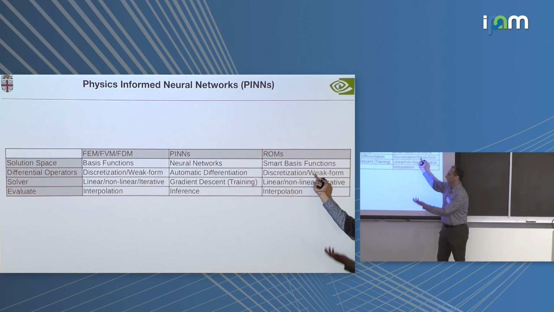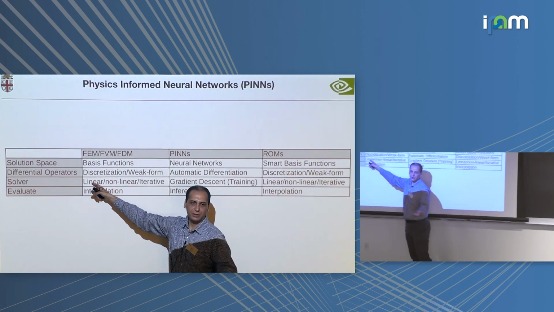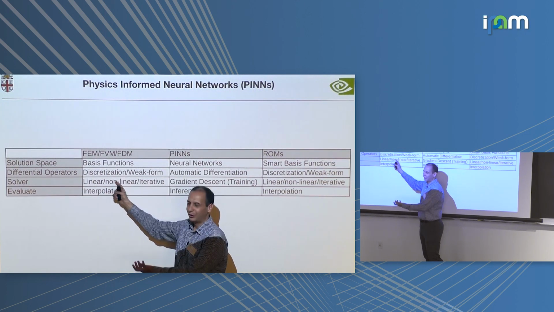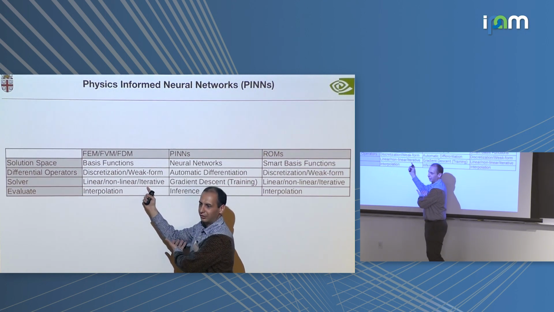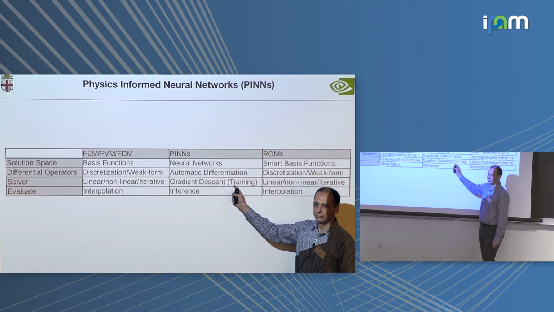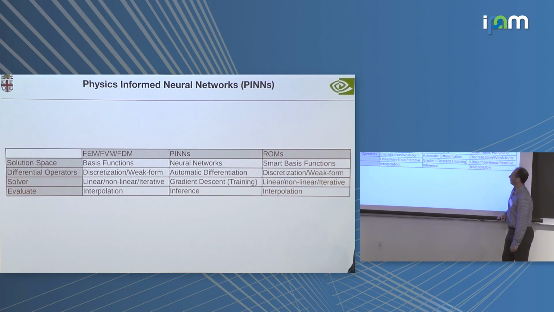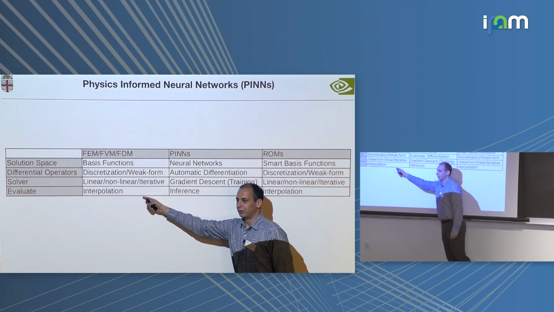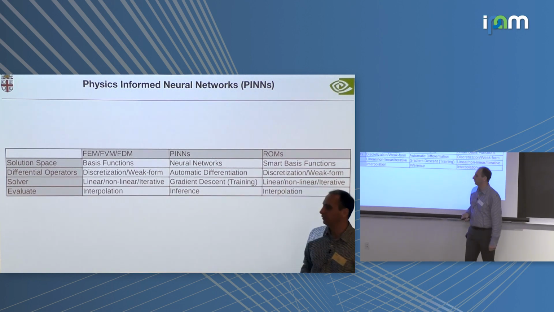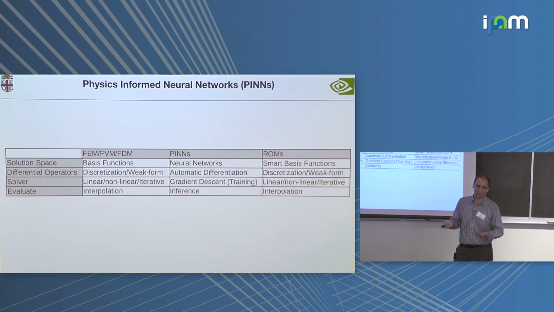Reduced order models, similar to finite element, finite volume models. For our solver, we use a linear solver, or a nonlinear solver, or iterative solvers. Here we are using gradient descent to do training. This is an optimization now. Similar for reduced order models. For evaluation, we do interpolation, we do inference. That's how you can compare PINNs as a forward solver with the landscape.